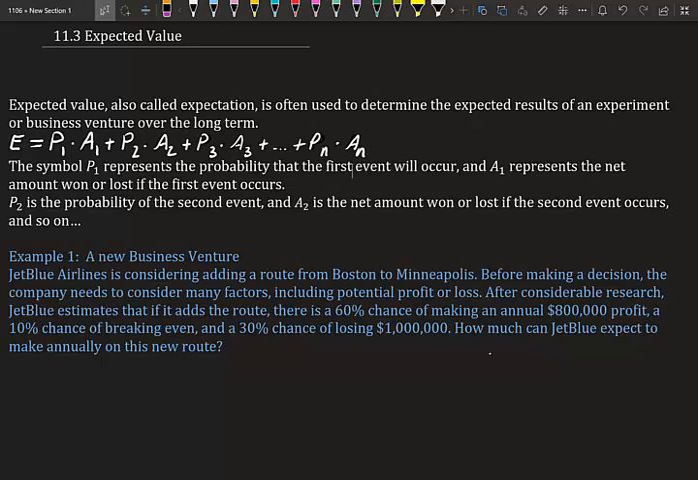So if you have 4 scenarios, you'll have P1 A1, P2 A2, P3 A3, P4 A4. So it's however many sets you have. The symbol P1 represents the probability that the first event will occur, and A1 represents the net amount won or lost if the first event occurred. P2 is the same thing, it's just the second set, and so on.